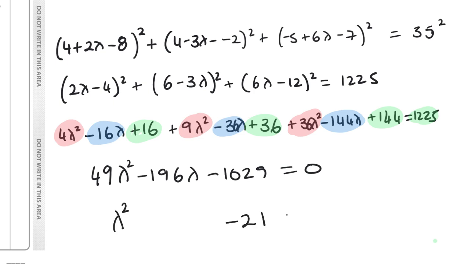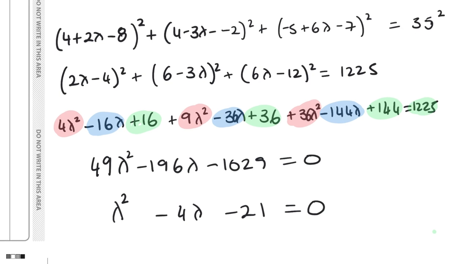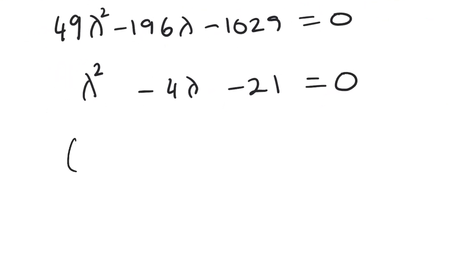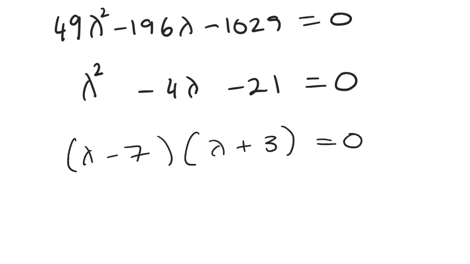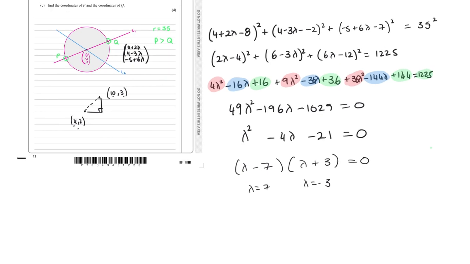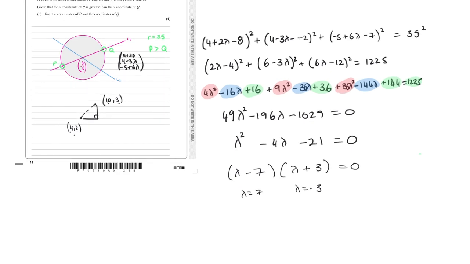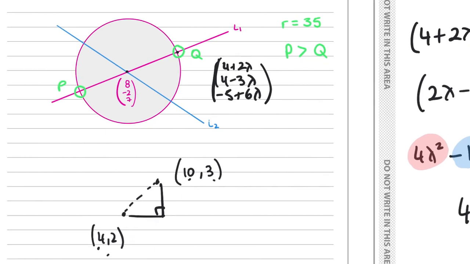This becomes minus 21 and then minus 4 lambda. 7 and 3. So we're going to have lambda minus 7, lambda plus 3. Is that right? Yes. So lambda equals 7, lambda equals negative 3, and you get the 2 points. Now I'm going to have to put in 7 and minus 3 to get my 2 points.